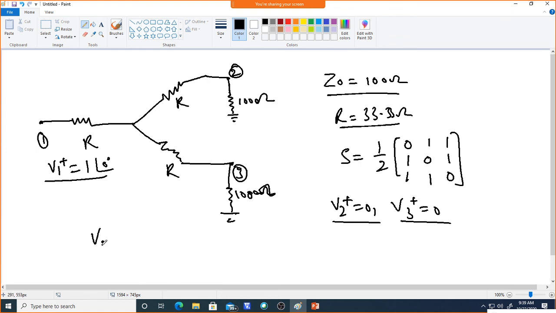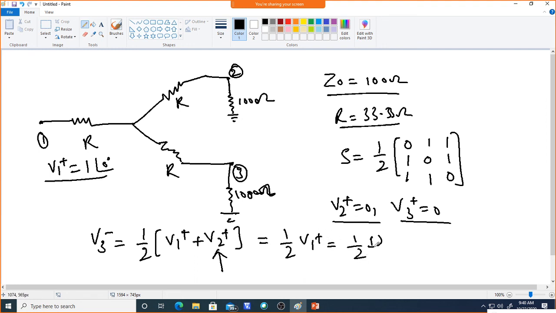V3 minus is equal to half of V1 plus plus V2 plus. Since V2 plus is 0, it is nothing but half of V1 plus, which is half. And the complete voltage at port 3 is V3 equal to V3 plus plus V3 minus. Now V3 plus is 0, so V3 equals V3 minus, which is half, as we found here.